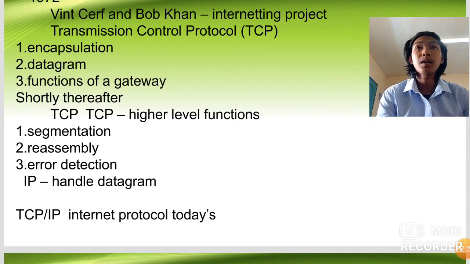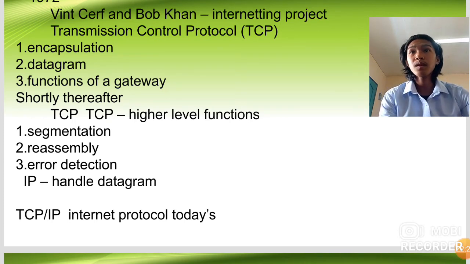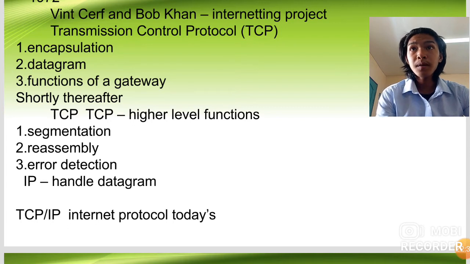IP handles datagrams. Each IP datagram contains a source address and a destination address. The destination address in a given IP datagram is used to route the datagram to its destination. IP supports both unicast and multicast transmission.